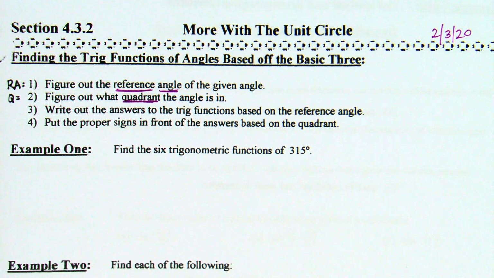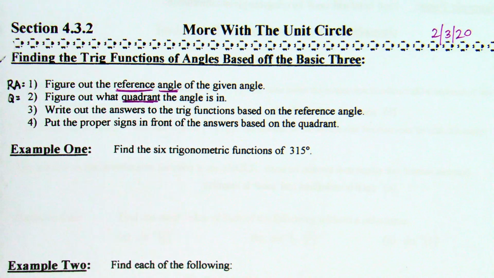So let's try example 1. Find the 6 trigonometric functions of 315 degrees. So, do you know sine, cosine, tangent, and all of those of 315? Is that something that's on my chart over there? No, that's not one of my big 3. Which means, if we think step 1, we need to find our reference angle. So where is 315 in relation to that x-axis?